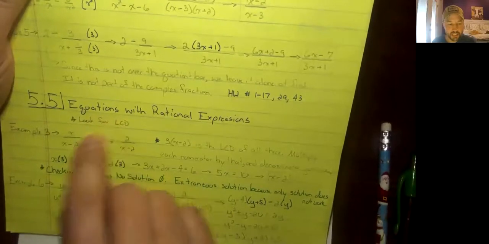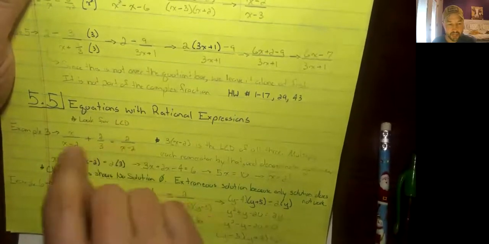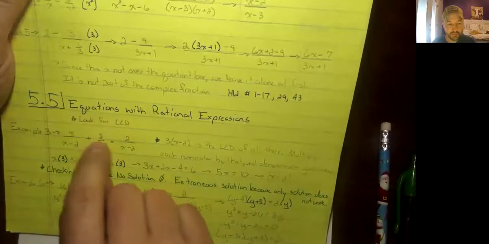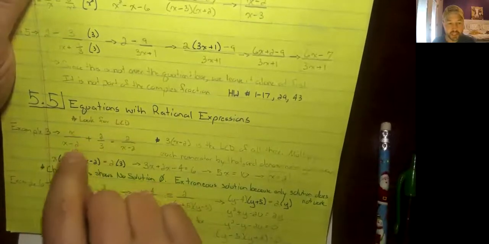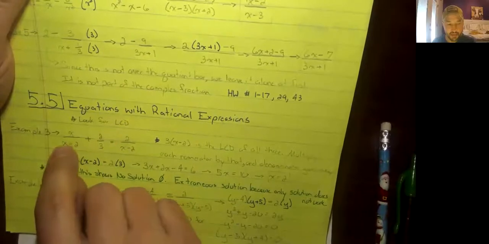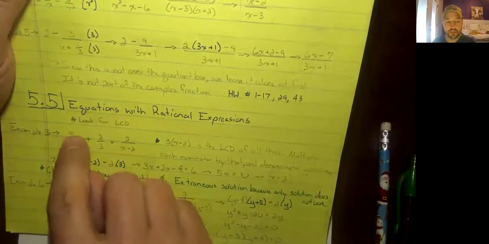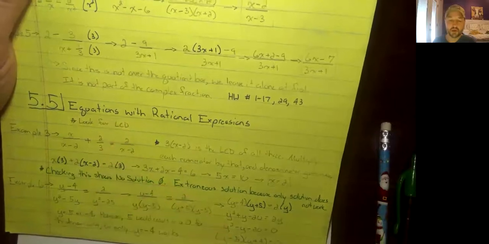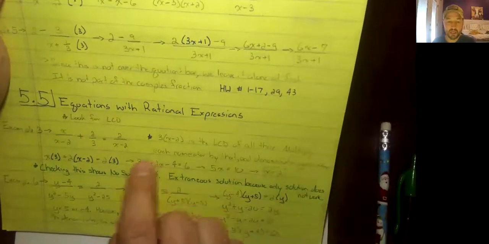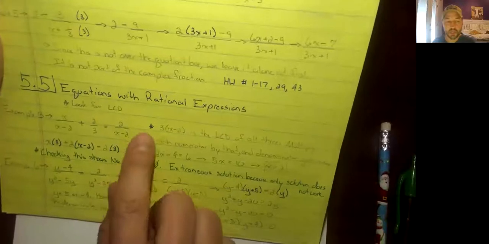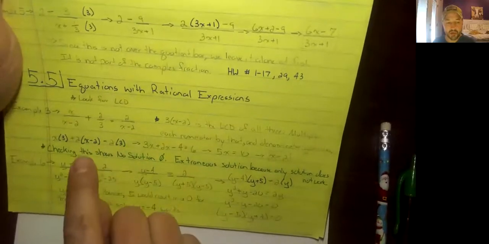The key is the LCD. You want to find the least common denominator. We'll multiply every fraction by the LCD. That means the denominator goes away. Because we're multiplying by the least common denominator, we don't have to worry about flipping and multiplying everything because it's going away. So example 3, I worked out and I made some notes.